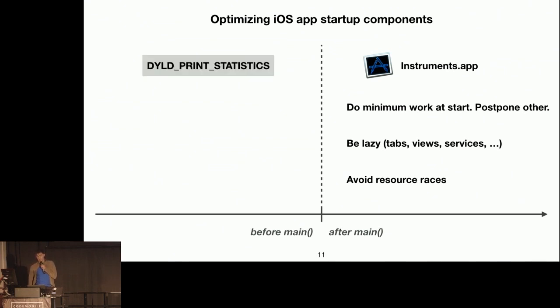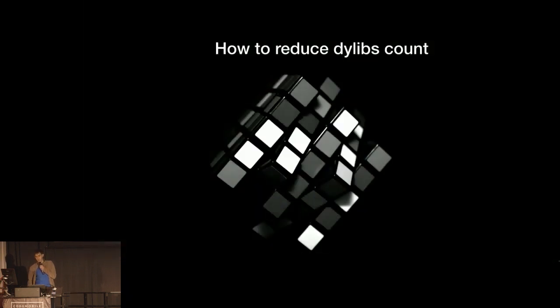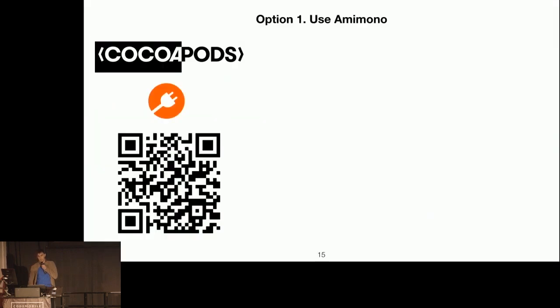And before main, we can realize what's going on using the DYLD print statistics environment variable, which in most of the modern projects shows that dynamic libraries loading is the main issue. And why is that? Just because there are lots of those dynamic libraries in those applications. So this brings us to the question of the talk, how to reduce dynamic libraries count. And actually there are two main approaches to this.